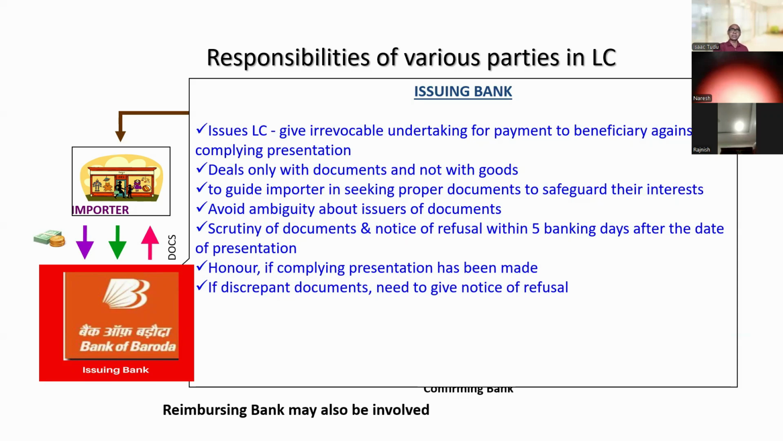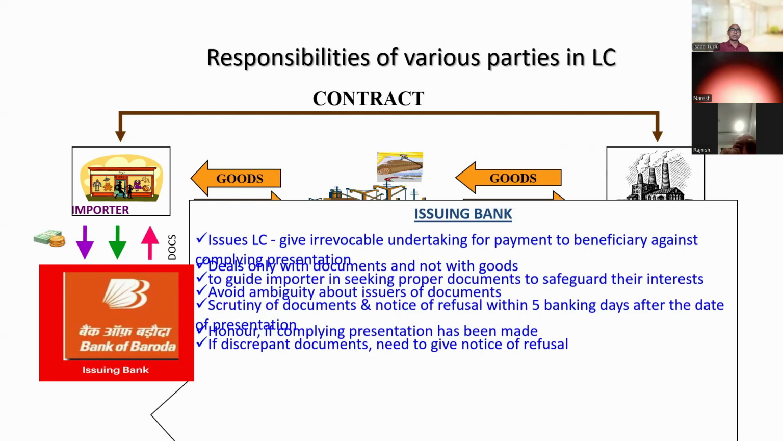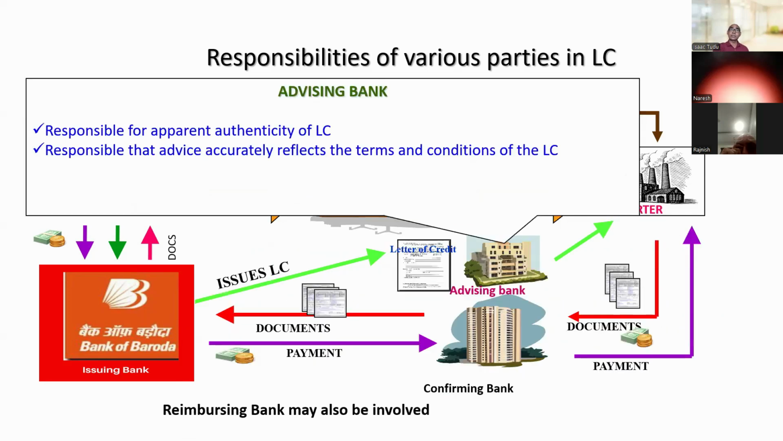So in most of the cases, if the applicant waives the discrepancies, meaning we are okay with the discrepancies, the issuing bank will also agree with the discrepancies, that they will honor it, right? So the advising bank, who has received the LC from the issuing bank, what will they do? They will advise the LC to the beneficiary.